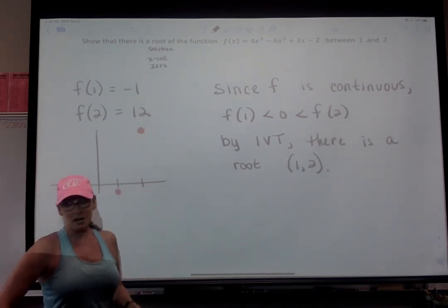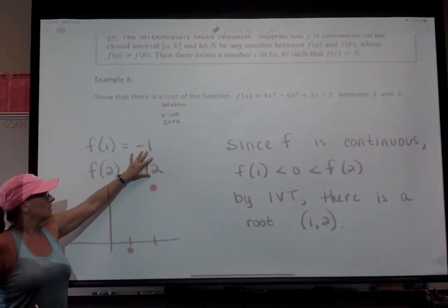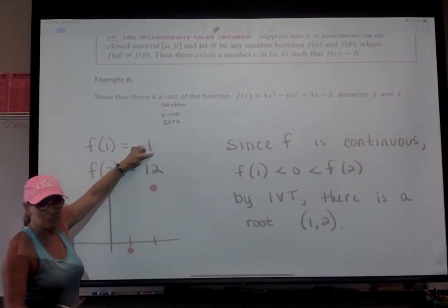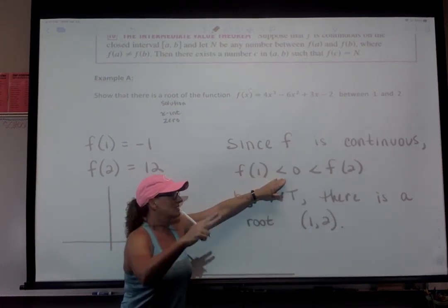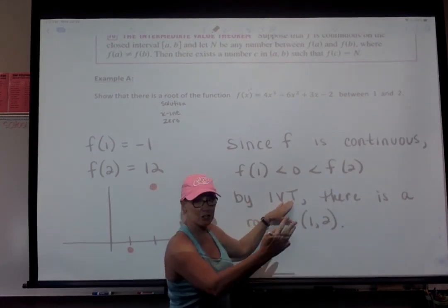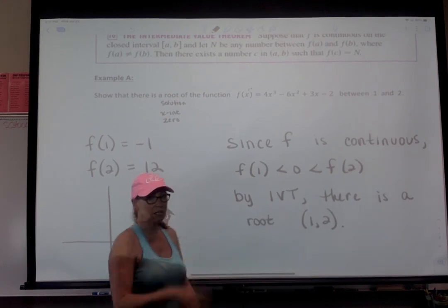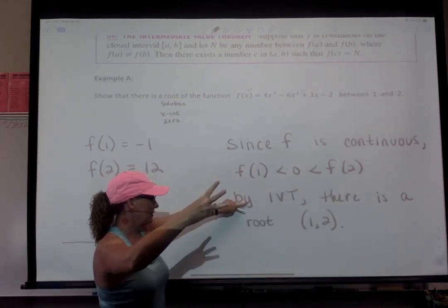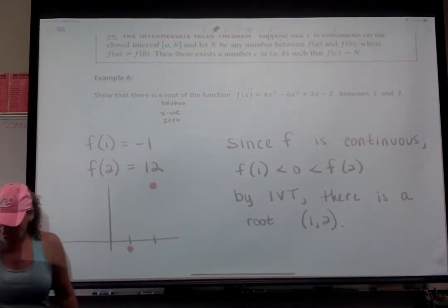We did. The important thing is to get your y values. Since this is negative and this is positive, you know that y has got to be 0 somewhere in between. We have stated our function's continuous. We stated we've got the whole below 0, above 0 thing. We've got by intermediate value theorem, and we state that there's a root. State that it's continuous. Give me your inequality, intermediate value theorem. There's a root. That's it.